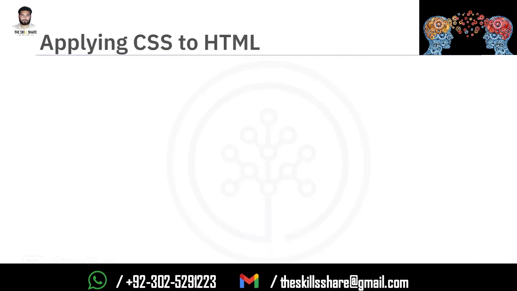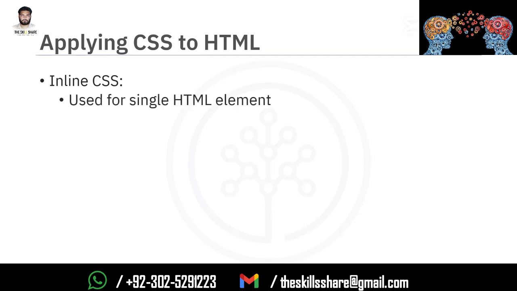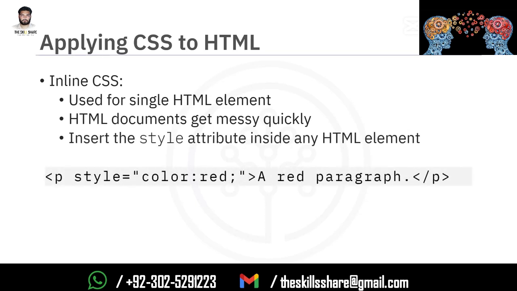To apply a CSS, you must tell the browser where to look for it. This step is the only true point where HTML references a CSS. You can make the reference in one of three ways. First, there's inline CSS. This is used for a single HTML element, but the HTML document can get messy very quickly as more styles get added. To use this method, insert the style attribute inside any HTML element.